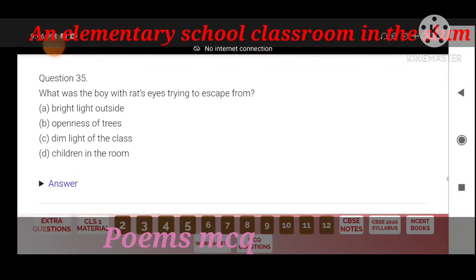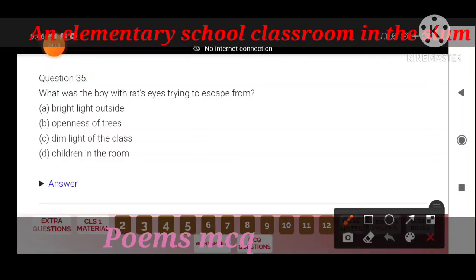What was the boy with red eyes trying to escape from? So options are bright light outside, openness of trees, dim light of the class, and children in the classroom. So the answer is the dim light of the class.